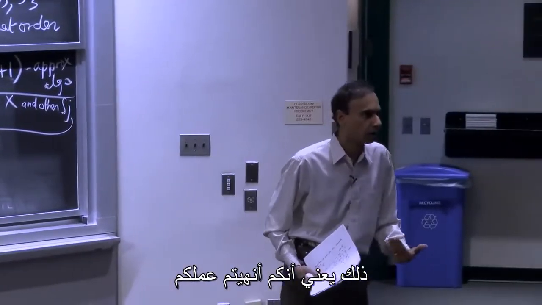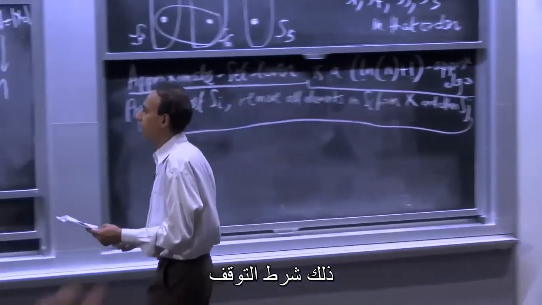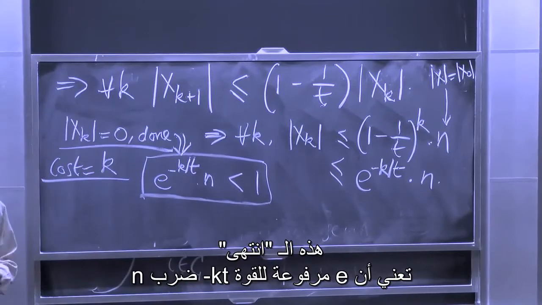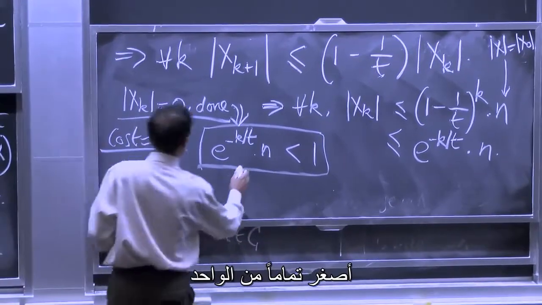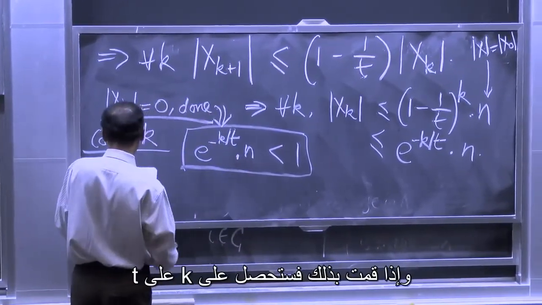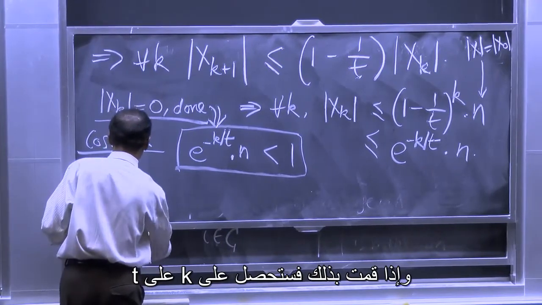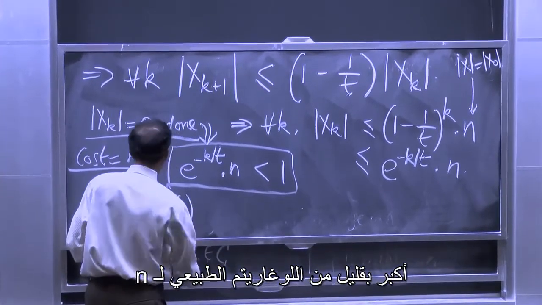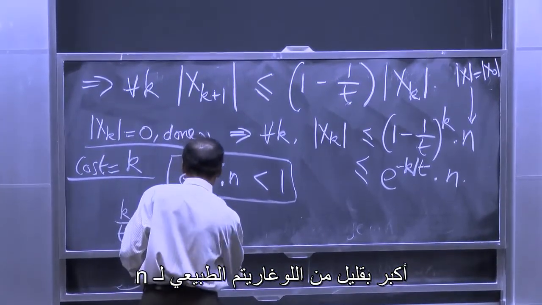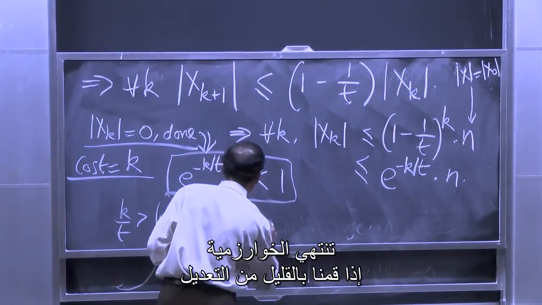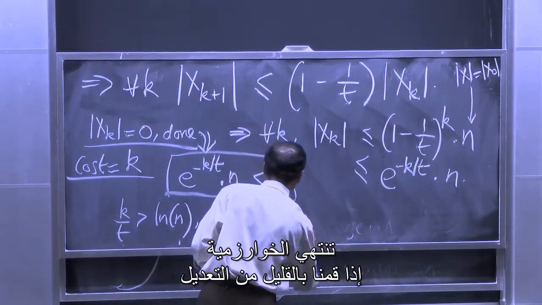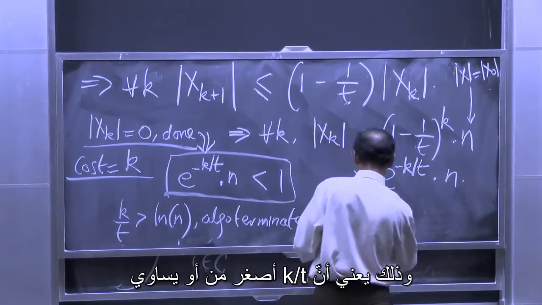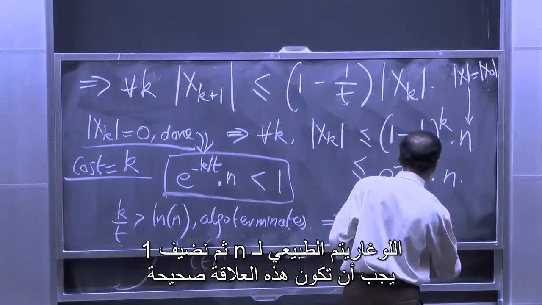That means you're done. Okay? So that's your condition for stopping. So this done means that e raised to minus kt times n is strictly less than 1. And if you go do that, you'll get k over t greater than, just about, the natural logarithm of n. The algorithm terminates if you just do a little manipulation, and that implies that k over t is less than or equal to the natural logarithm of n plus 1.